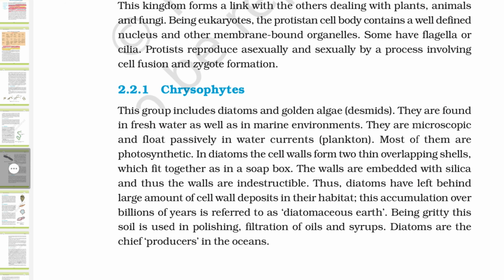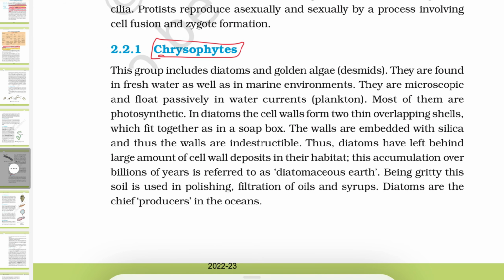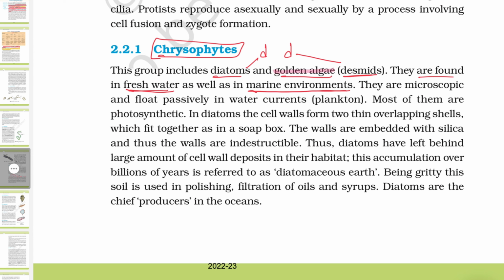So guys, now let us see chrysophytes. Two types of chrysophytes are found. They are called diatoms and desmids. The desmids are also called golden algae. Two types of chrysophytes, D for diatoms, D for desmids, and the other name of desmids is golden algae. They are found in fresh water as well as in the marine environment. Freshwater means they are found in rivers, ponds as well as in the oceans too.